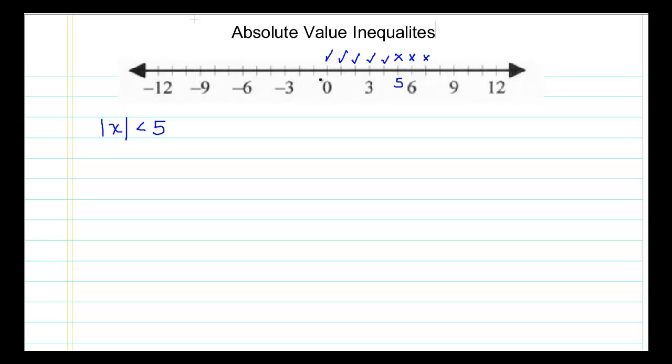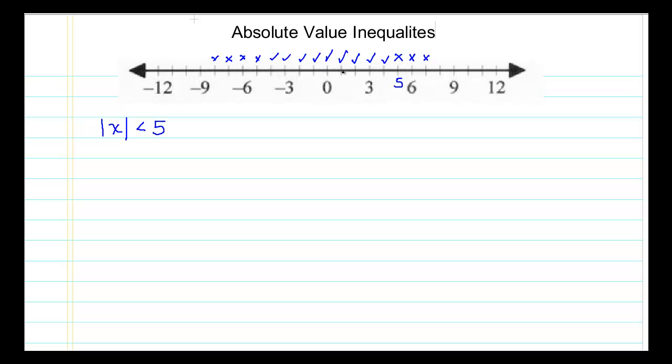Let's look at negative numbers. The absolute value of negative 1 would be positive 1, but 1 is less than 5. Negative 2, absolute value would be positive 2, that's less than 5. This would become positive 3, less than 5. Positive 4, less than 5. Now the absolute value of negative 5 would be positive 5, that's equal, so that does not work. Let's try negative 6. Well, the absolute value of negative 6 would be positive 6, and positive 6 is not less than 5. And we could see none of these numbers over here would work.